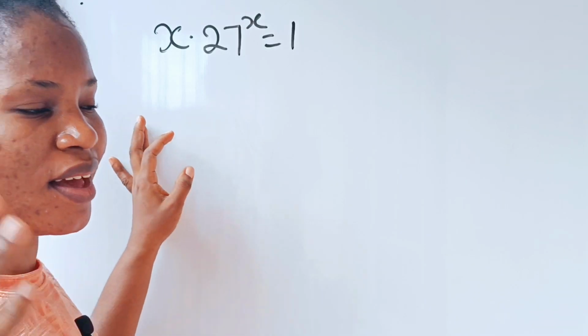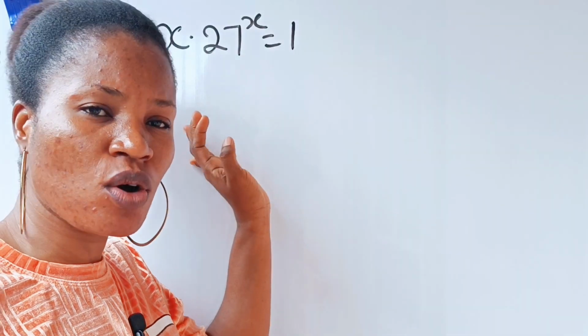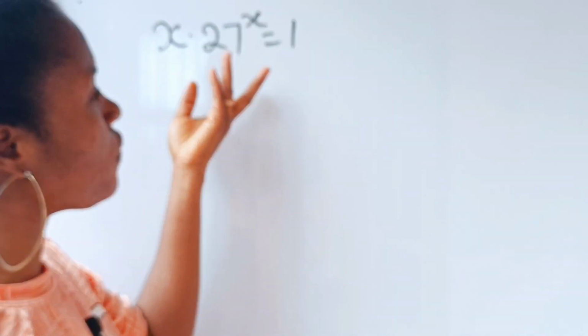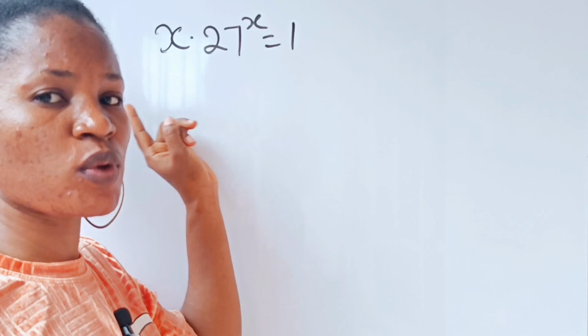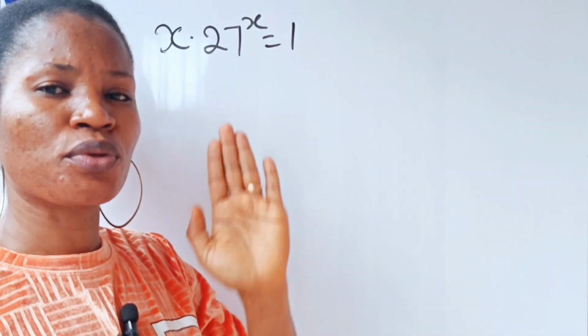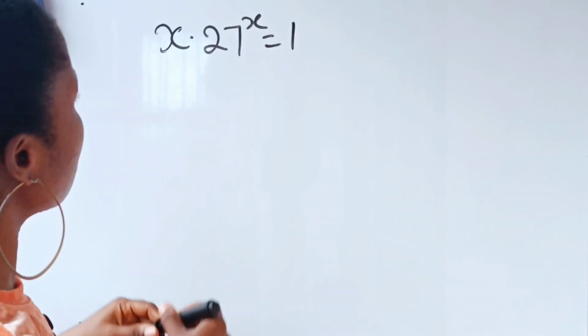Solve what we have on the board. Now I would like you to watch to the end of the video so that you see how we prove that what we got is right. So after solving, we are going to substitute what we got into this equation to prove that what we got is right. Okay, now this is it.